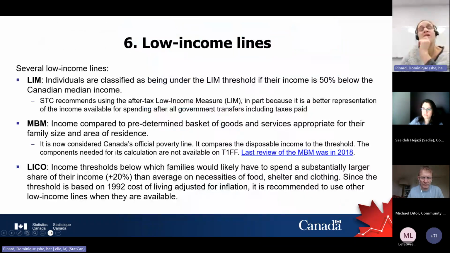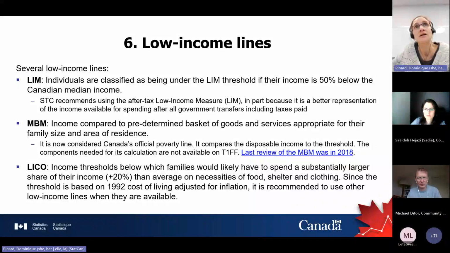Okay. So there are 3 major income lines that are produced at Statistics Canada. So you have the low income measure, referred to as the LIM. We have the market basket measure, MBM, and we have the low income cutoff, which is the LICO. These are 3 different measures. But if you think about the poverty rate that the government is publishing, well, that's the MBM. So every time someone refers to the poverty rate, we should be talking about the MBM. The low income measure is not a poverty rate, and the LICO is not either a poverty rate.